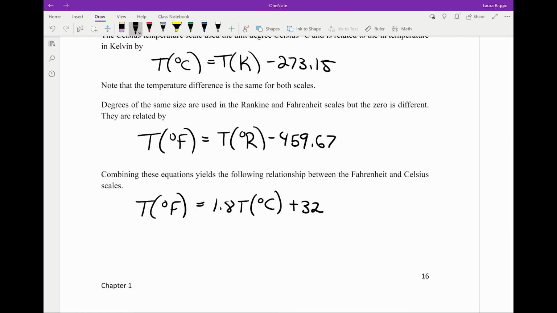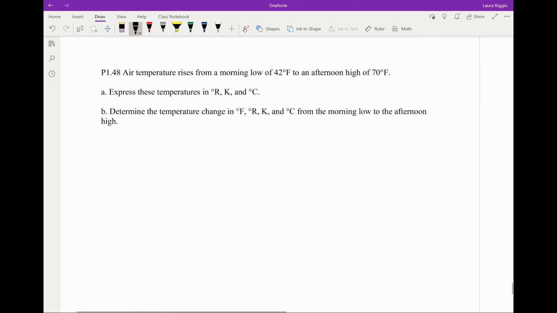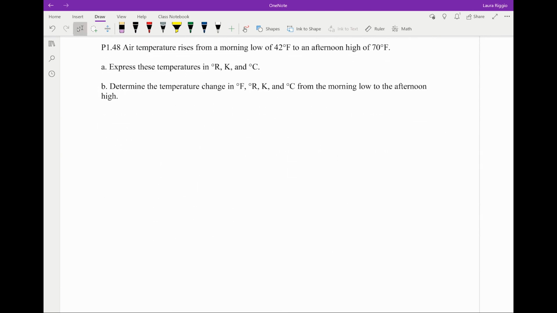So now I'm going to go over one quick problem where we use some of these relationships to get used to our temperature scales. We have air rising from a morning low of 42 degrees Fahrenheit to an afternoon high of 70 degrees Fahrenheit. We want to express these temperatures in degrees Rankine, Kelvin, and degrees Celsius. And then we want to determine the temperature change in degrees Fahrenheit, degrees Rankine, Kelvin, and degrees Celsius.